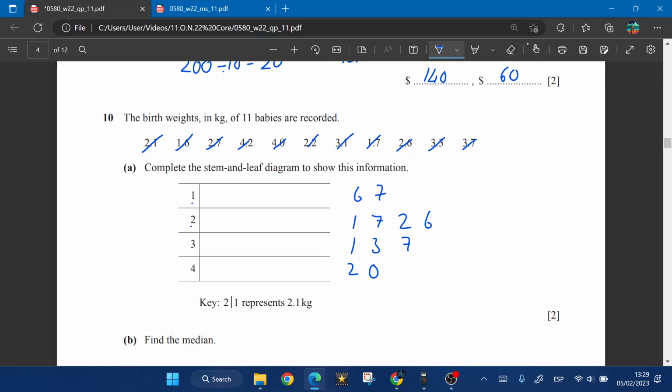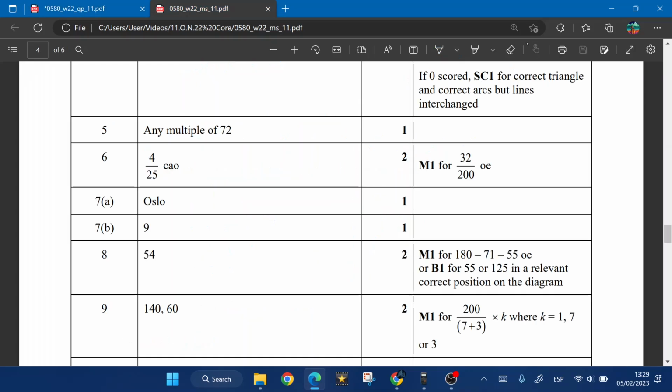So now I got all the numbers in the right rows. Now we can put them in the right order. The first one is already. So I got 1.6 and 1.7. Next one we got 2.1, then 2.2, then 2.6. I say 6 and I write 2. Yeah, something's wrong with my brain. 2.6 and 2.7. And there we go. They are ordered. Okay.